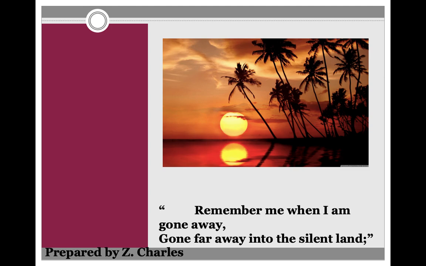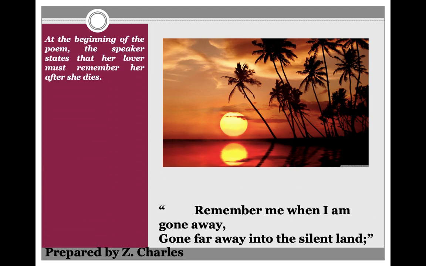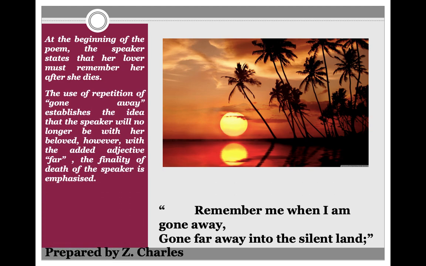So, what does it mean when the speaker states, "Remember me when I am gone away, gone far away into the silent land"? At the beginning of the poem, the speaker states that her lover must remember her after she dies, right? And in line 1 and 2, you see gone away and it's again repeated, gone far away. The repetition of gone away establishes the idea that the speaker will no longer be with her beloved. However, in line 2, there's the added adjective gone far away, which refers to the finality of death of the speaker.